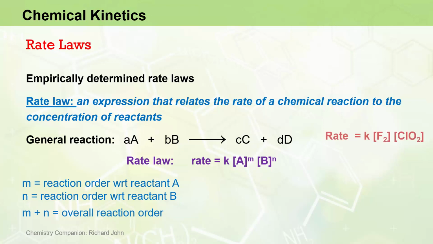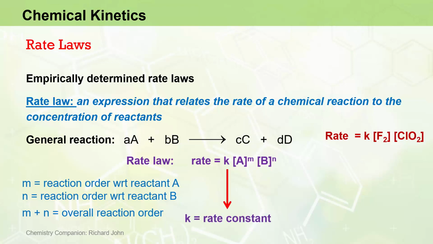In the rate law that we experimentally determined just a moment ago, the exponents for F2 and ClO2 were both 1. Exponents of 1 are not explicitly shown in rate laws, and we will examine the exponents in rate laws in more detail in a moment.